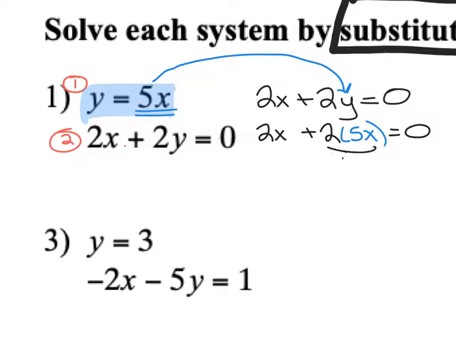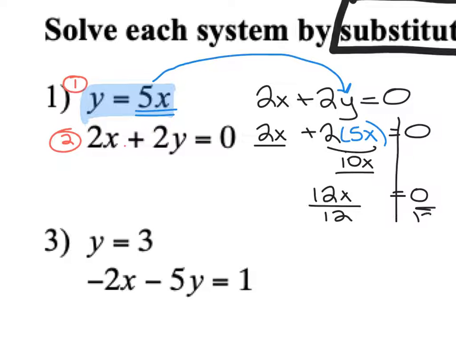2 times 5x is 10x. On the left side of the equal sign, I have a 2x and a 10x, which equals 12x when I combine my like terms. I'm going to divide each side by 12. Anything divided by itself is 1. And I get x equals 0 because 0 divided by 12 is 0. So that's one part of my answer.